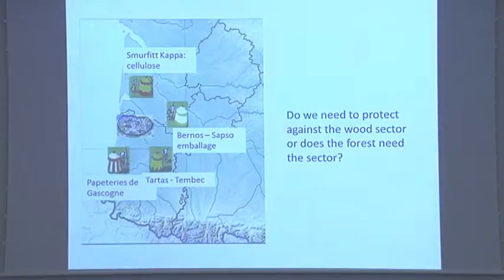To conclude with, so this is again the little Gallic village with the wood industry around. The issue would be: do we need to protect against those invaders, or do we make alliances with them to protect the forest over a longer time?